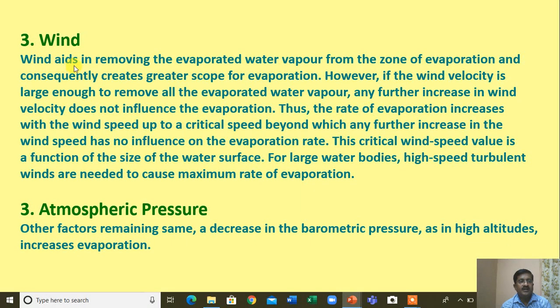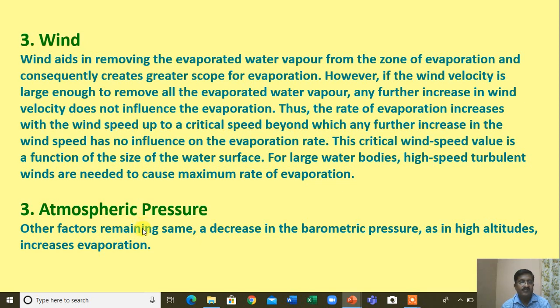Third is the wind. Wind aids in removing the evaporated water vapor from the zone of evaporation and consequently creates greater scope for evaporation. However, if the wind velocity is large enough to remove all the evaporated water vapor, any further increase in wind velocity does not influence the evaporation. Thus, the rate of evaporation increases with the wind speed up to a critical speed beyond which any further increase has no influence on the evaporation rate. This critical wind speed is a function of the size of the water surface. For larger water bodies, high speed turbulent winds are needed to cause the maximum rate of evaporation.